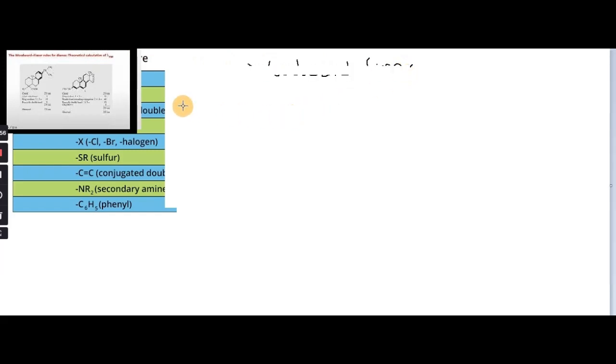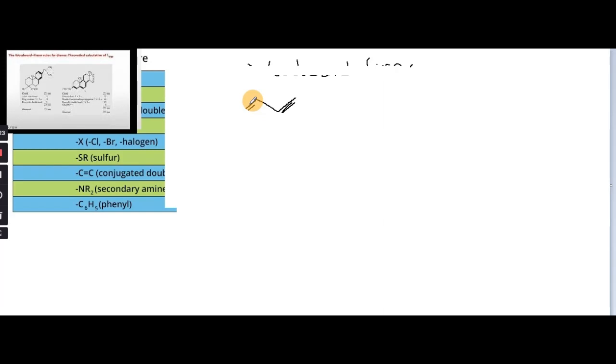Let's first look at a term we call a diene. What is a diene? A 1,3-diene is a conjugated system which is made of two double bonds alternated by a single bond. So this is called a diene. That is the first term that we are going to look at.